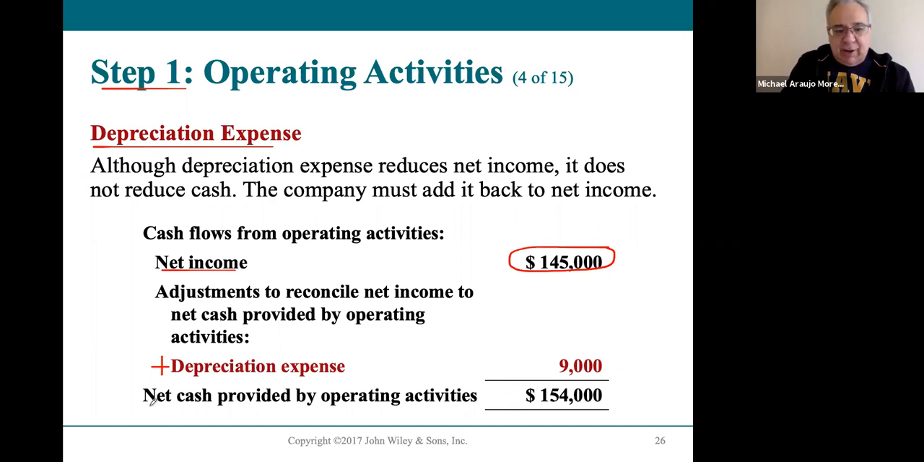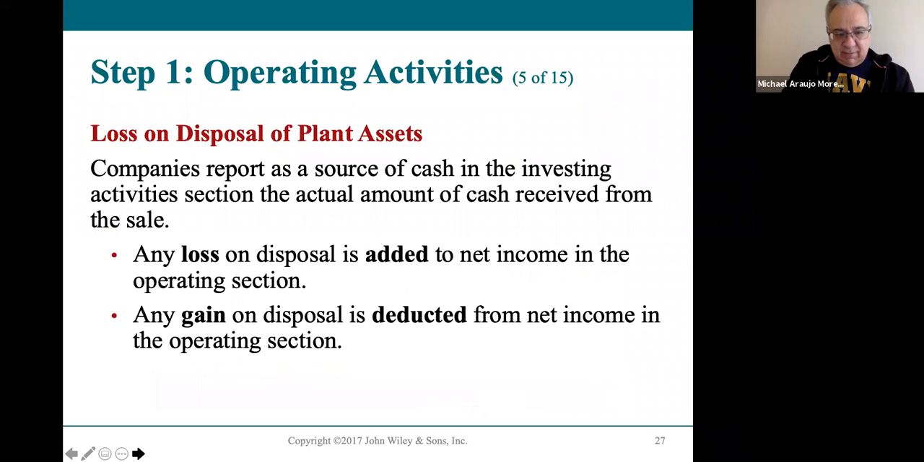Okay, so now our net cash provided by operating activities has increased $9,000, but we're not done. Remember, any loss on disposal of plant assets, it's a book value loss. It's a paper loss. It's not a cash movement. So any loss that we take is added back because it didn't take away cash. And conversely, any gain that we made is deducted.